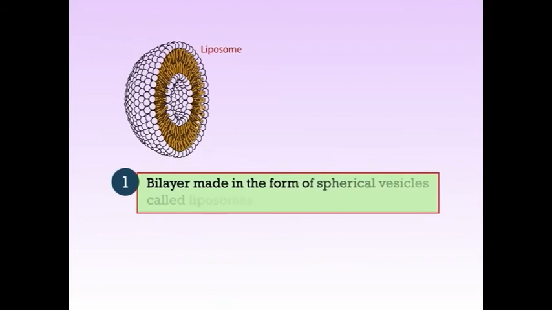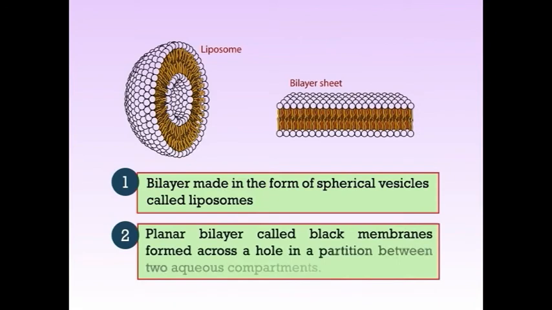Around 1970, researchers first recognized that individual lipid molecules are able to diffuse freely within the lipid bilayer. Two types of preparation have been very useful in such studies. First is the bilayer in the form of spherical vesicles called liposomes, and the second one is the planar bilayer called black membrane, formed across a hole in a partition between two aqueous compartments. This simple artificial bilayer allows delicate measurement of the movement of the lipid molecules, revealing that some types of movement are rare while others are frequent and rapid.